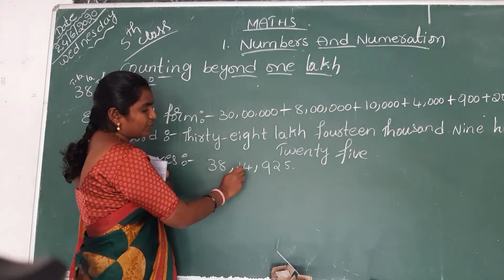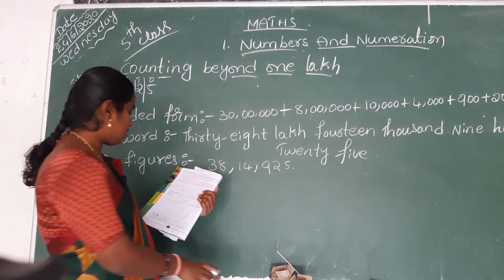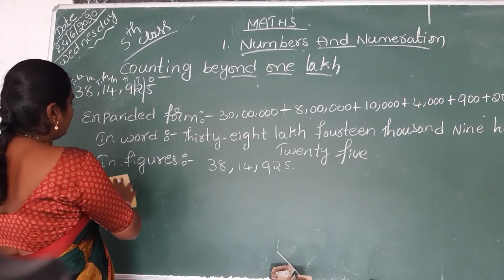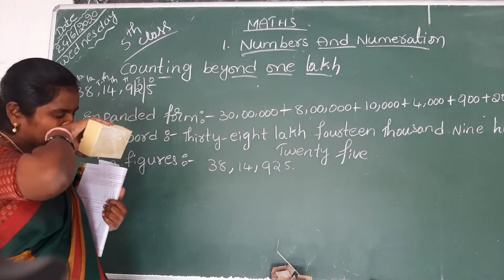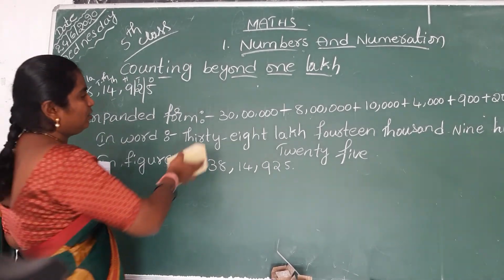38 lakhs 14,925. So this is the expanded form. In words, the number name of this number. And next in figures. In figures means you have to write the number by using commas. Like this, I will give you some more in homework.